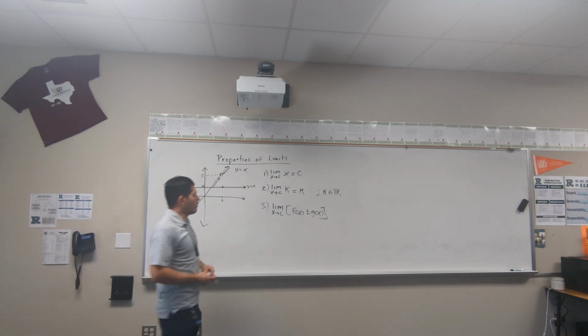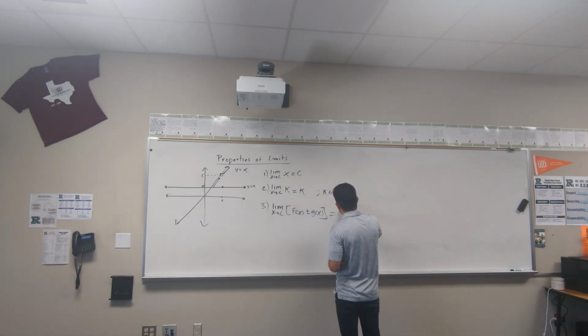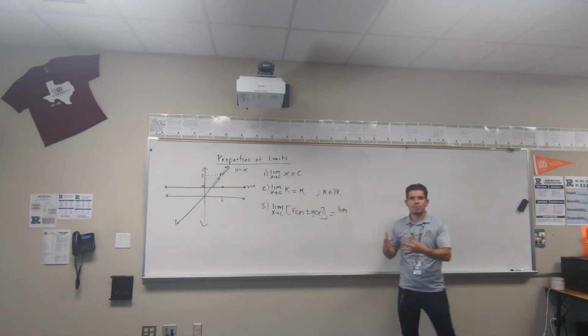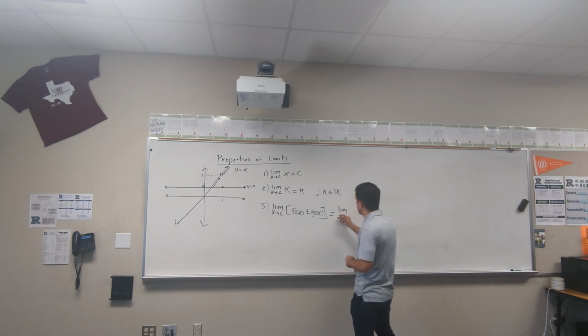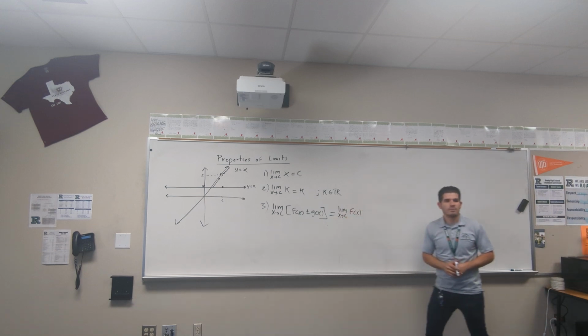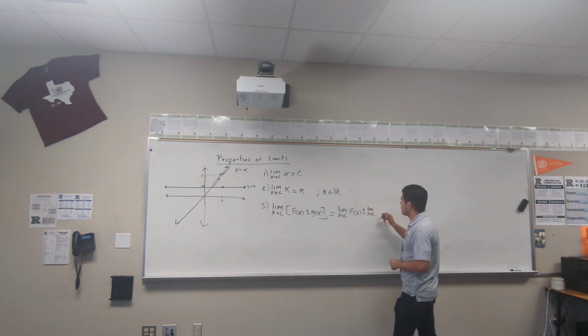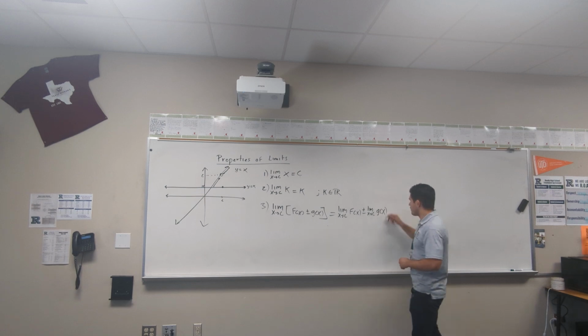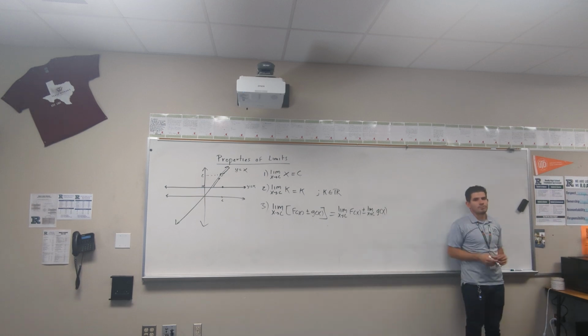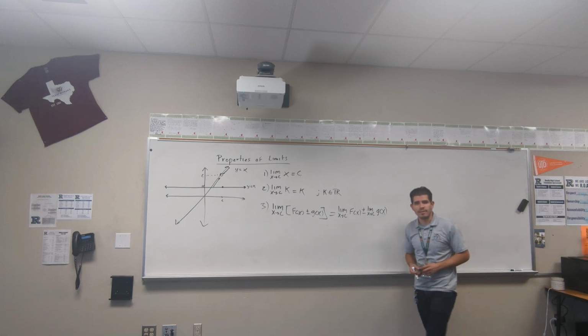The way that you can approach this problem is that you could actually break it up into two separate limits. You can take the limit as x approaches c of your first function, and then you can add or subtract the limit as x approaches c of the second function, and then add those quantities. Cool?